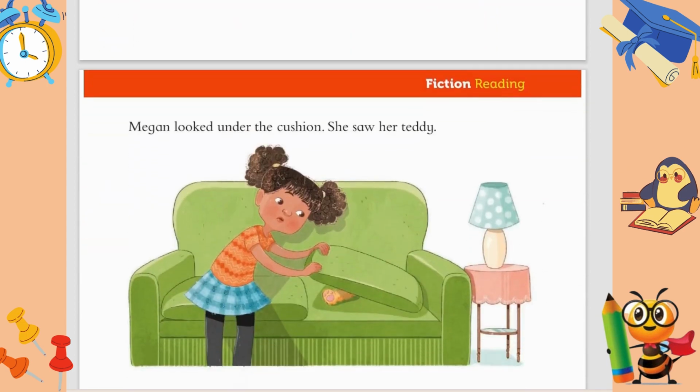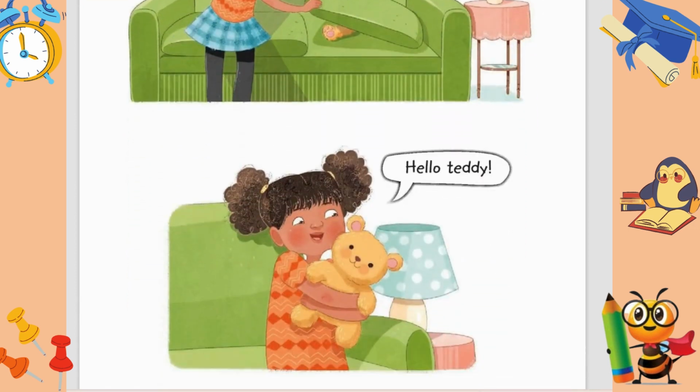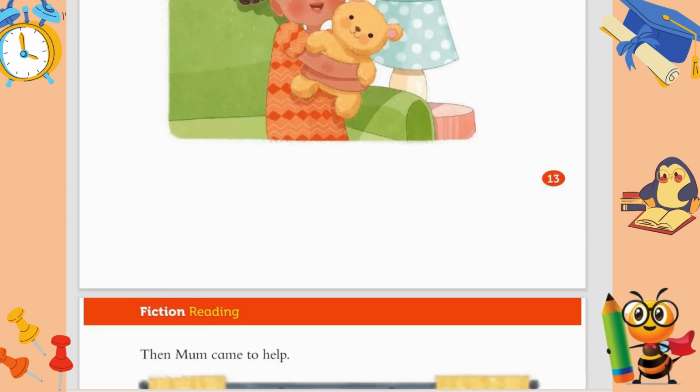Then next, Megan looked under the cushion. Again we have the preposition under, the cushion over here. She saw her teddy. So what did she find? She saw her teddy. Great. So grandma found the pen, grandpa found the book, Harry found the comic, and Megan found the teddy. So everyone is finding their things, but grandma cannot find her glasses. Hello, Teddy. Megan is very happy because she found her lost teddy.